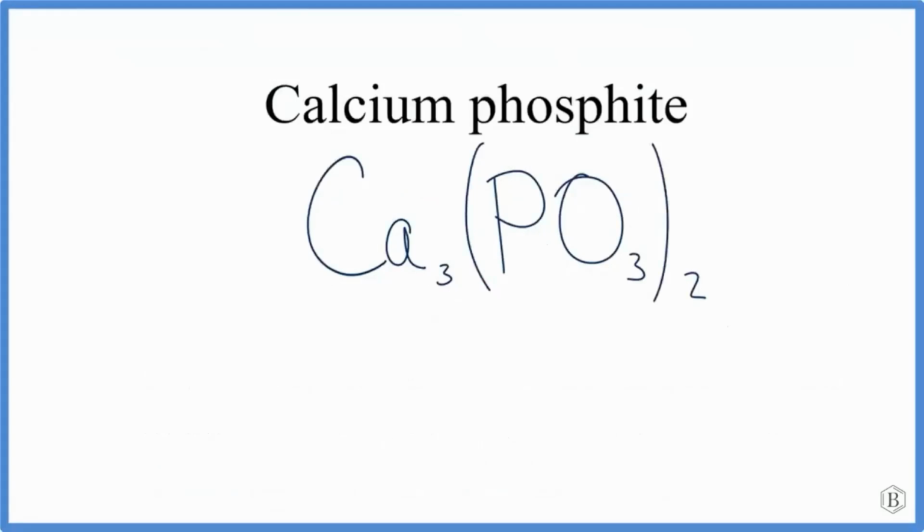We should check our work though. You remember calcium had a +2 charge, and the phosphite was a 3-. We have 3 calcium ions here, and each one's +2. So 3 times +2 is +6. And then we have 2 of these phosphite ions. So 2 times that -3 gives us -6. +6, -6, those cancel out. So this is the correct formula for calcium phosphite.